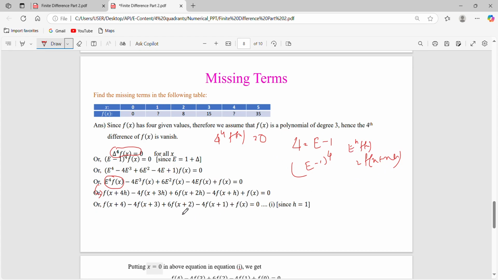At the last line, h is 1 here, since the step from 0 to 1 is 1, so h equal to 1. So f of x plus 4, minus 4 into f of x plus 3, plus 6 into f of x plus 2, minus 4 into f of x plus 1, plus f(x) equal to 0.